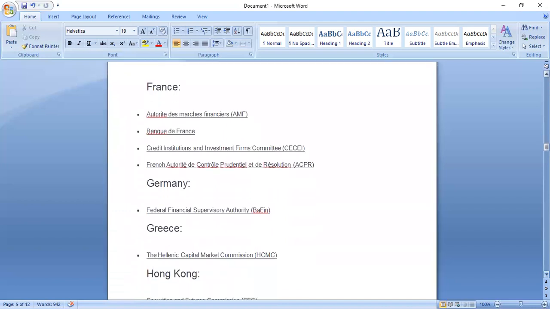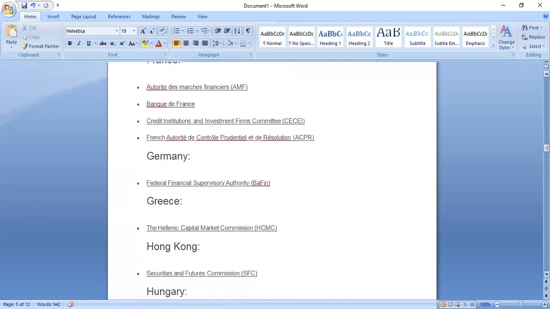In France, if you sign up with any broker from France, we have the Autorité des Marchés Financiers, AMF. We have the Banque de France. We have the Credit Institutions and Investment Firms Committee. We have the French Autorité de Contrôle Prudentiel et de Résolution, ACPR. Pardon me if my French is not good. So if you sign up with any broker from France, these are the institutions that should regulate them.